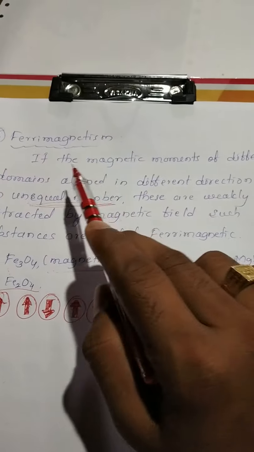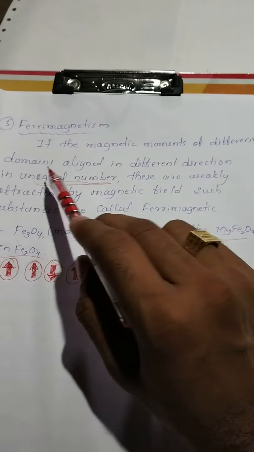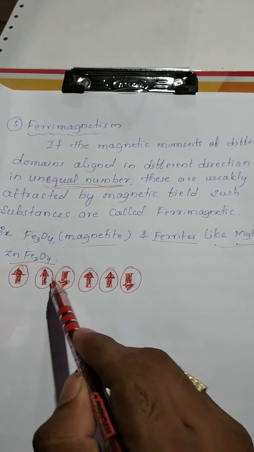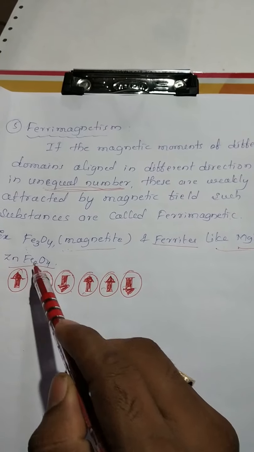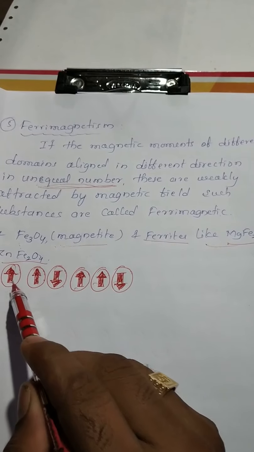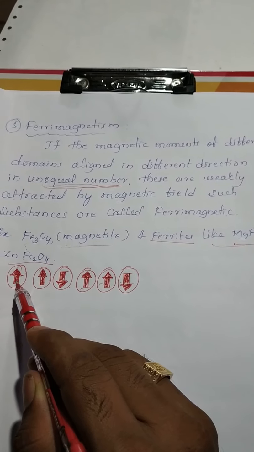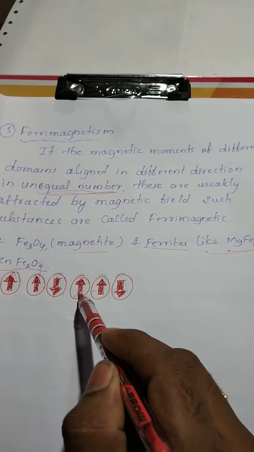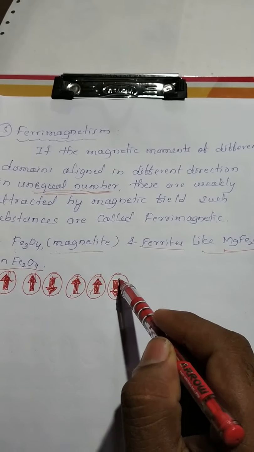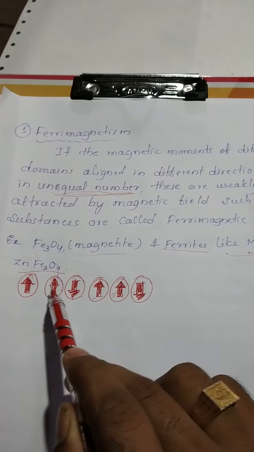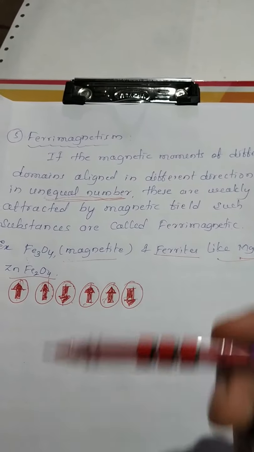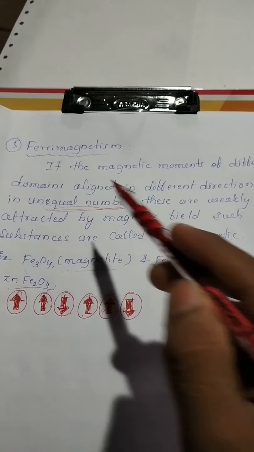Once again I'll repeat. If the magnetic moments of different domains are aligned in different directions, see here, one is in the upward direction, this is also upward, but this one is downward. Here these two are in the upward direction, but this is downward. So 1, 2, 3, 4: four domains are in the upward direction, but two domains are in the downward direction.